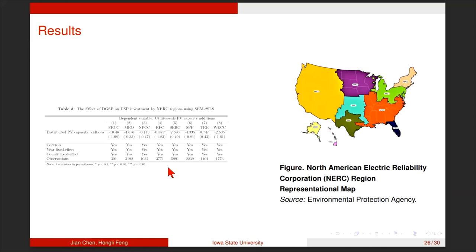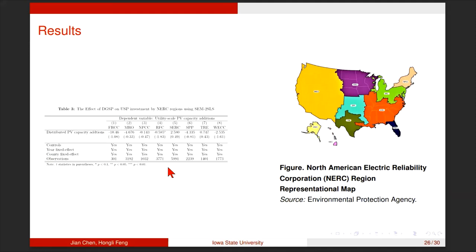And that's the direction for the next step, because that is not a complete paper. In the next step, we're also looking at the welfare impacts, or whether there is any social inefficiency induced by the development of DGSB as well, extending to more broad renewable energy.